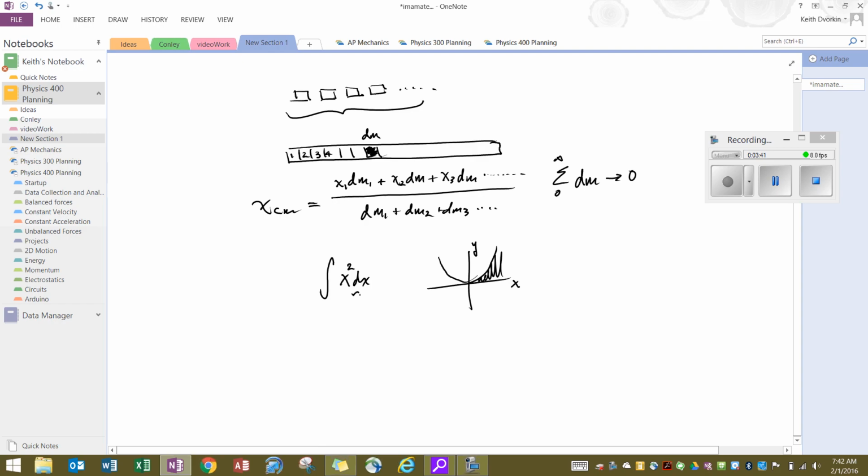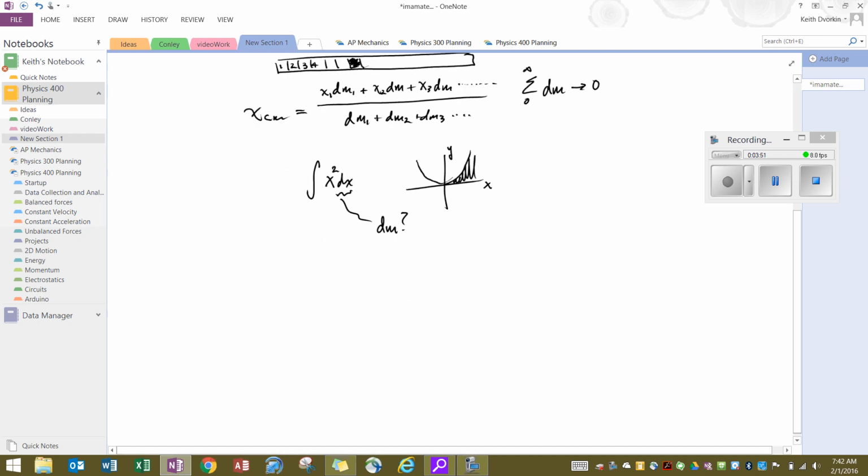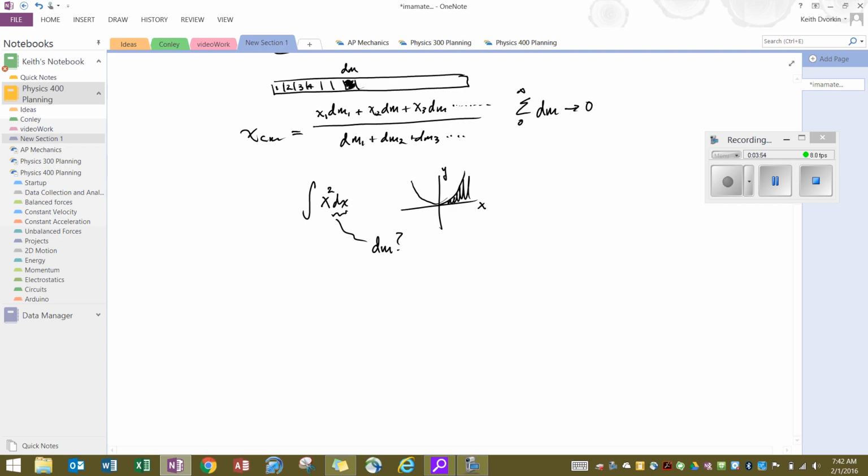And so the question becomes, if you talk about something in terms of mass, dm, it's hard to do unless we can plot the mass on a coordinate system. So let's just do an example so you can see how we're going to put mass on a coordinate system so that we can integrate it using the old tools that we have.